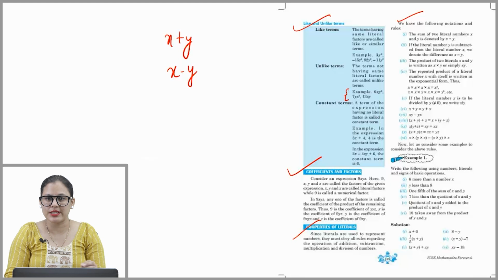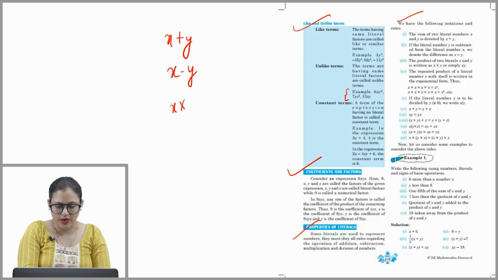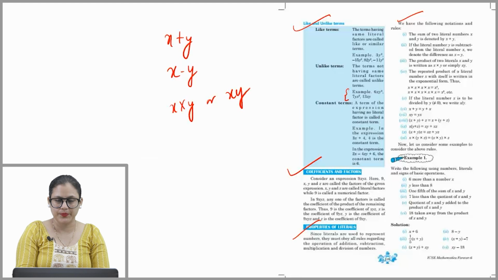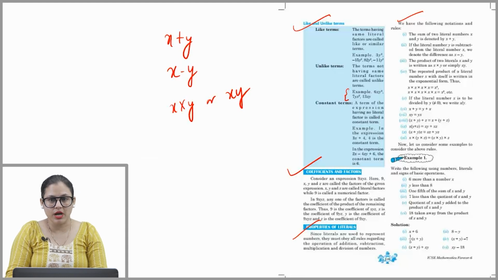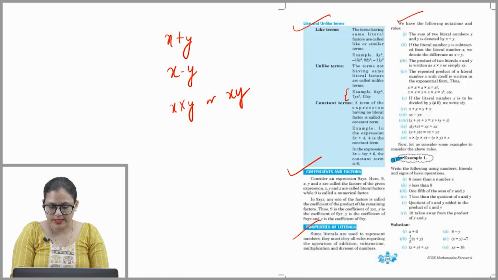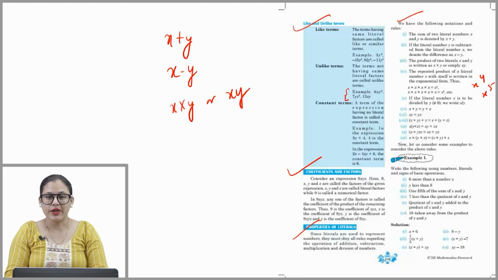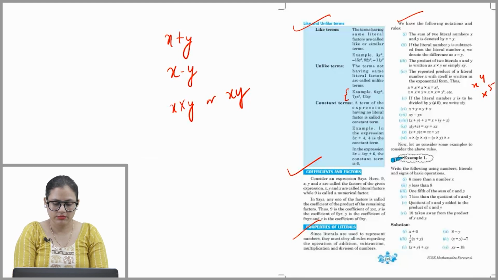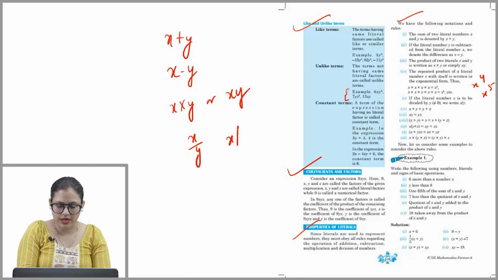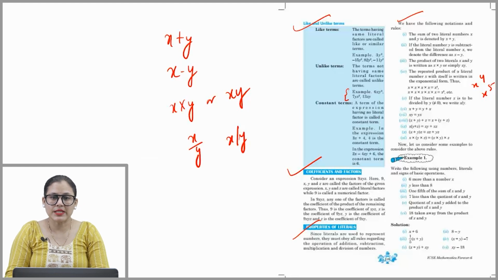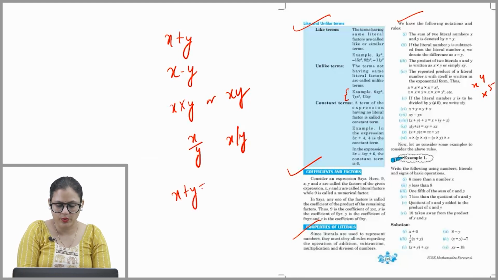3. The product of two literals x and y is written as x into y, or you can also write xy. 4. The repeated product of a literal number x with itself is written in exponential form. For example, x into x into x into x is x raised to the power 4. Here x is multiplied 5 times, so we will write x raised to the power 5, right? 5. If the literal number x is to be divided by y, where y should not be equal to 0, we write x by y or x slash y, right? 6. x plus y is equal to y plus x.